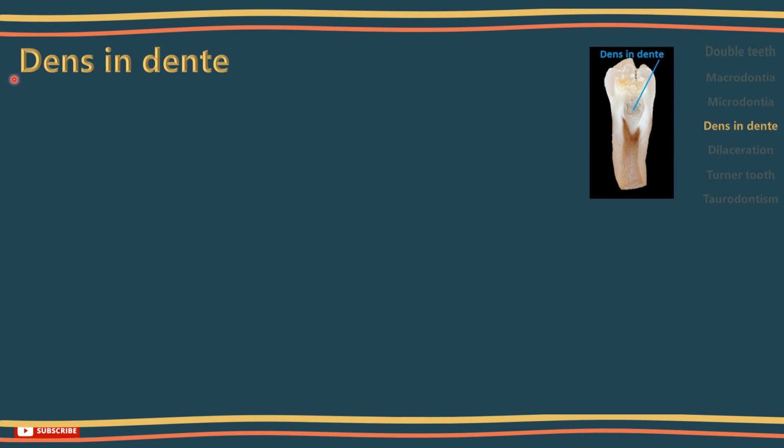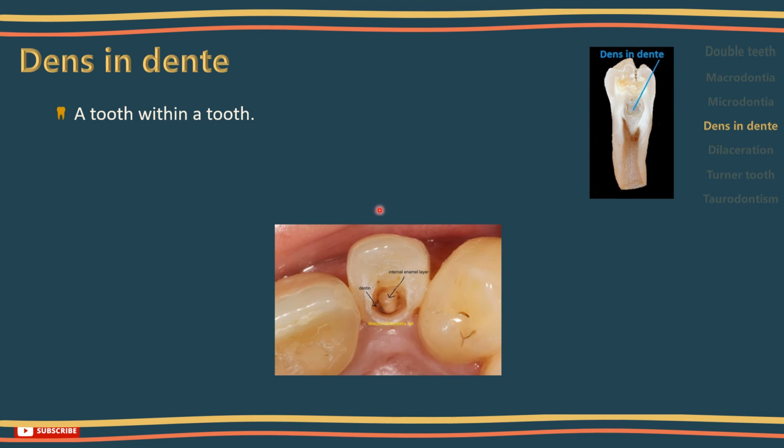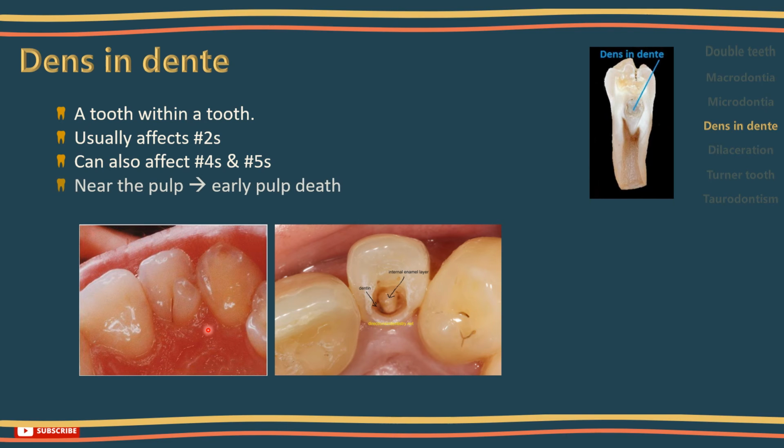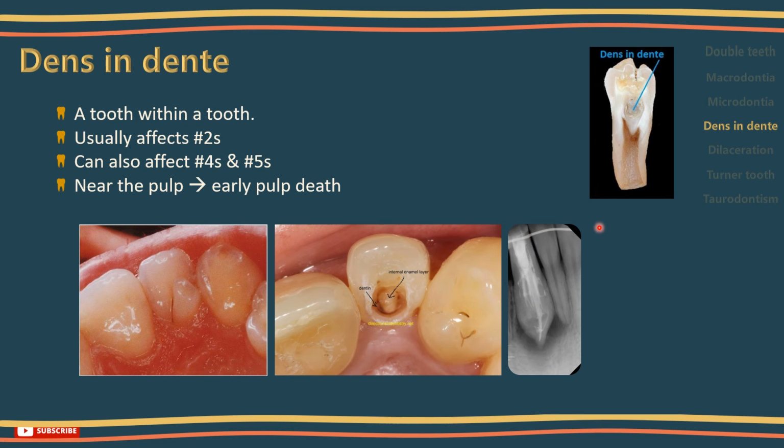Number 4. Dens in dente. This is really a marked palatal invagination which gives the appearance of a tooth within a tooth. Usually affects the laterals, but can also affect premolars. Where the invagination is in close proximity to the pulp, early pulp death may occur. Fissure sealing of the invagination as soon as possible after eruption may prevent this, but is often too late. Extraction may be required in some cases. Other options include root canal treatments, but note that it can be difficult. Pulpotomy and apical treatments are also options.